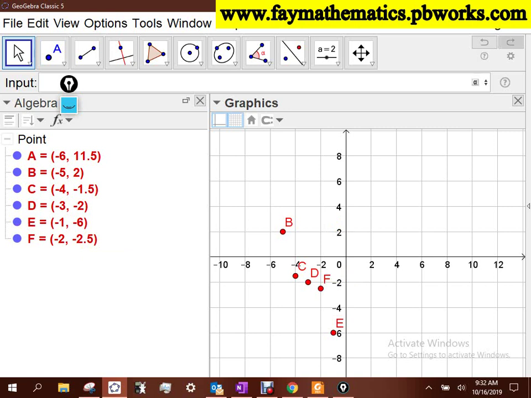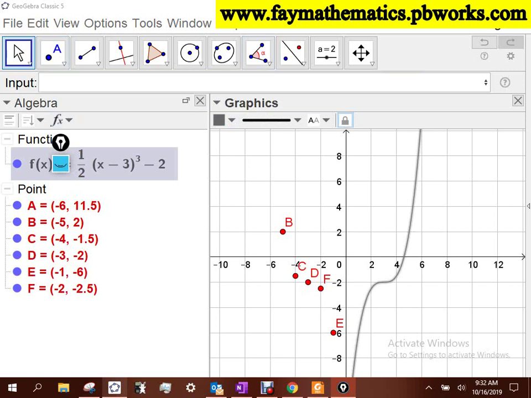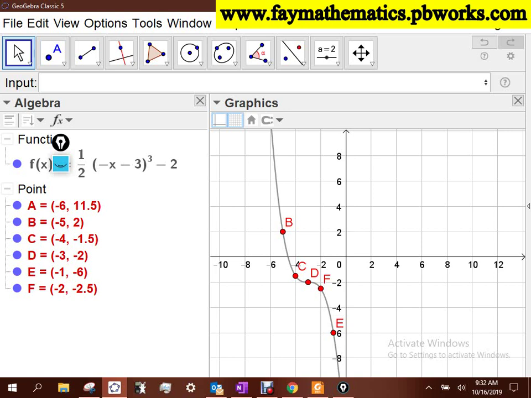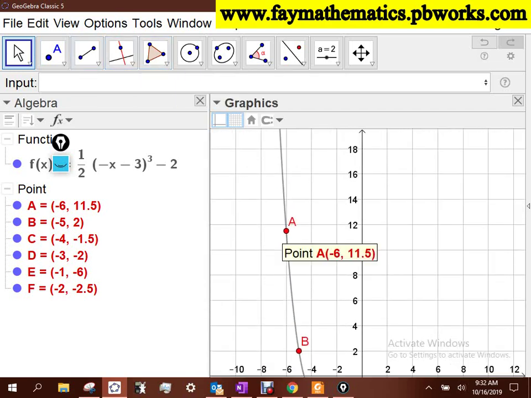So now if I type in my function, we had 1/2 x minus 3 cubed minus 2, and we had a negative x, right? That x right there should be negative. Do we get the curve that passes through those 6 points? Yes, sir. And the other point, we had one that was kind of crazy. A was kind of crazy, but that's there.